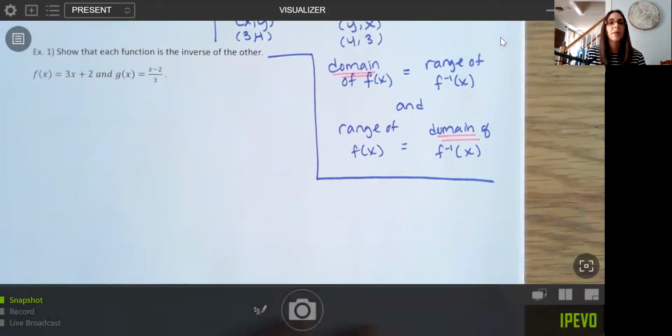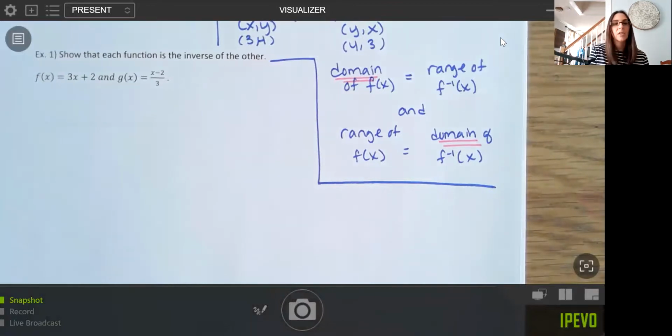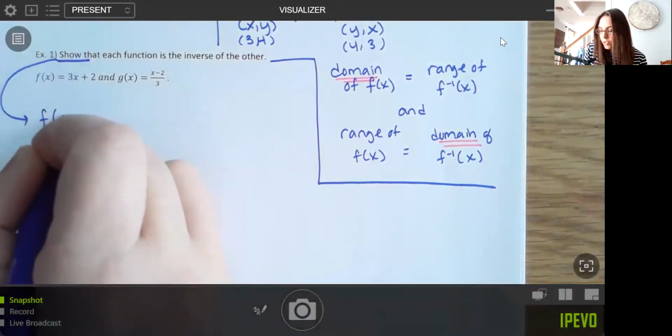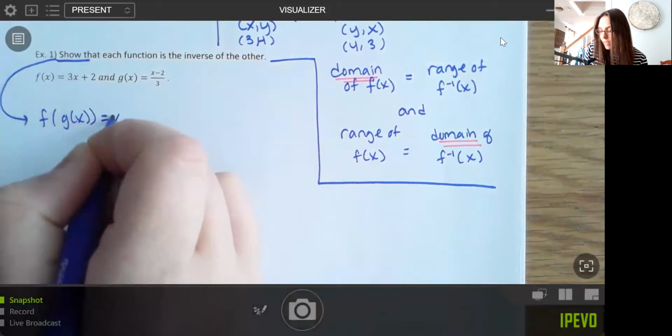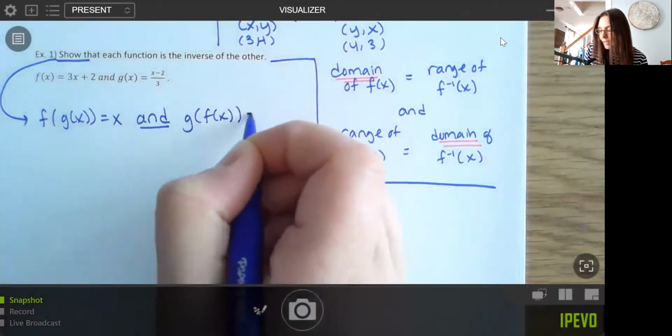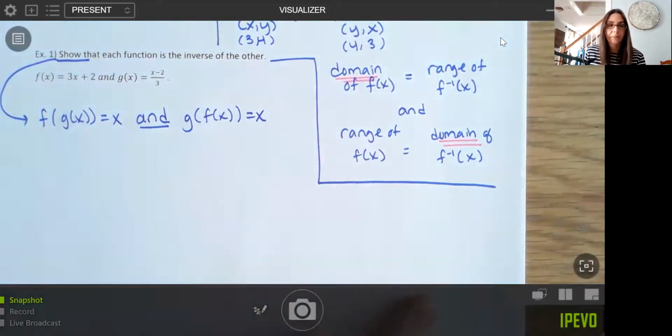All right, so let's do an example. Let's show that each function is an inverse of the other. To do this, what you need to show is that f of g of x equals x and g of f of x equals x. So we're bringing in our composition here.